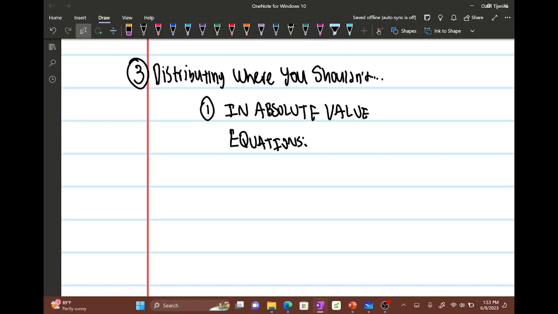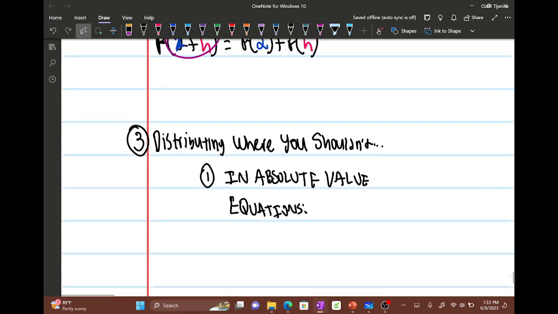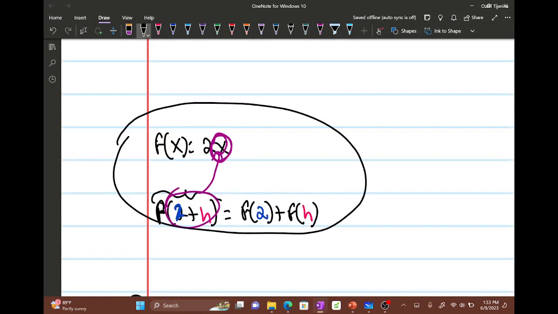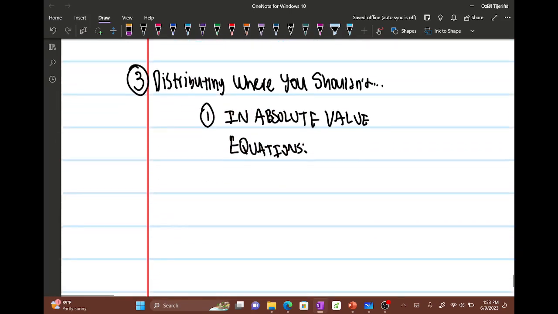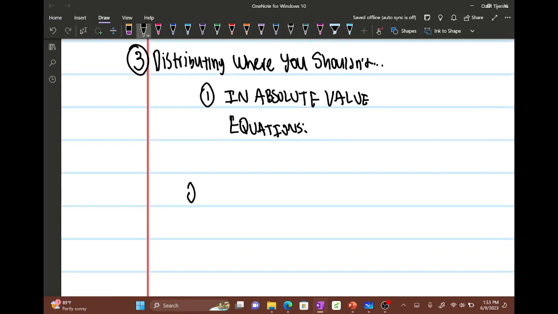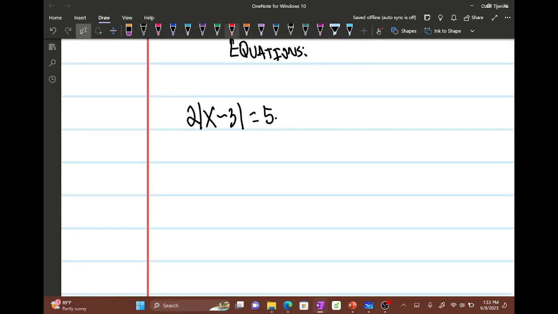So this is yet another mistake that I see students make all the time. They would distribute where they shouldn't. So kind of similar to this, students would think, for example, if I have 2 times the absolute value of x minus 3 equals 5, that all of a sudden this stands for the distributive property, and I say the absolute value of 2x minus 6 is equal to 5. No, guys. No.